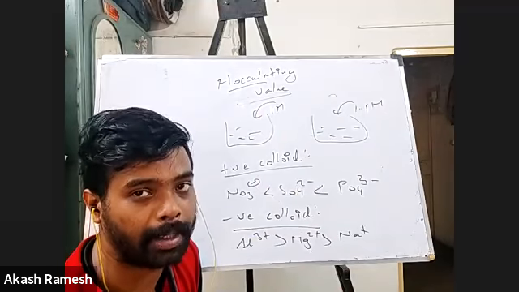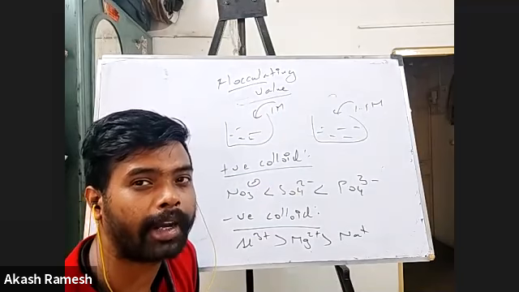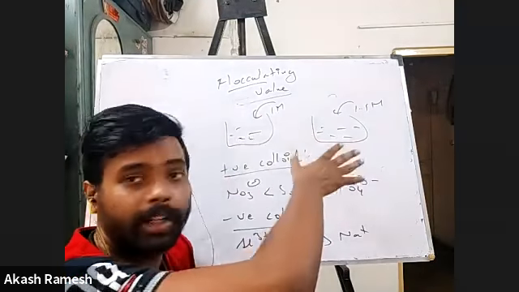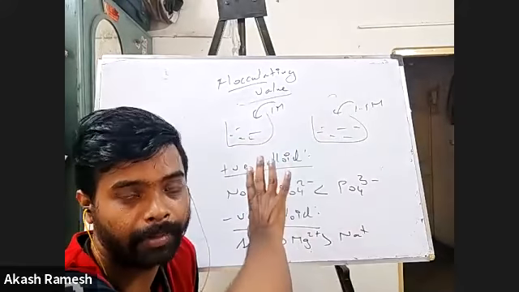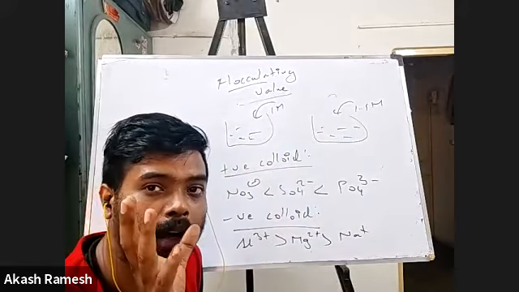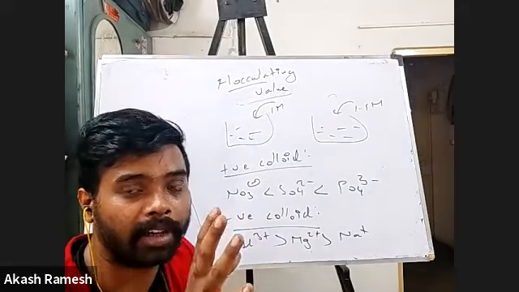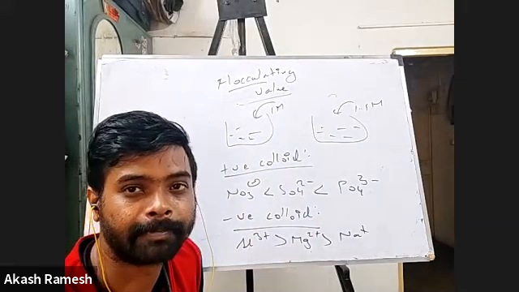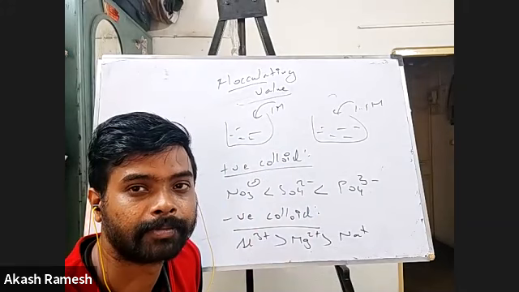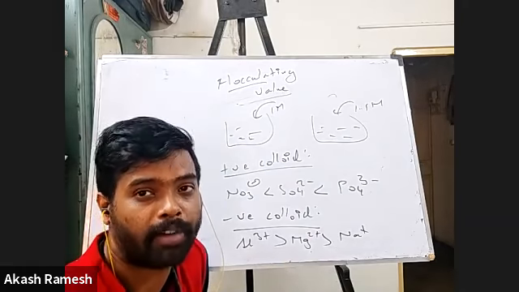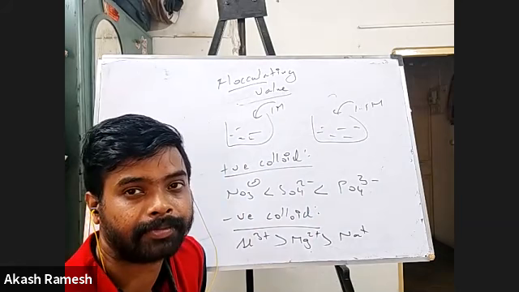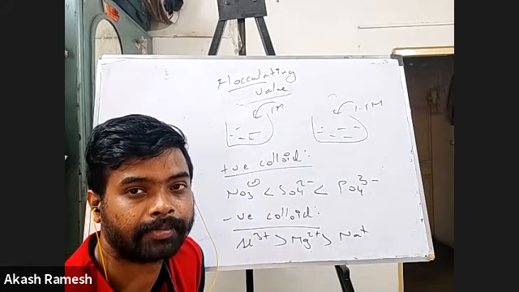So the flocculating value is understood from this. Both are 1 liter. The flocculating value here is 1 m, and for that it is 1.5 m. Now think and tell me how flocculating value and flocculating power are related. The higher the flocculating value, the lower the power, something like that.